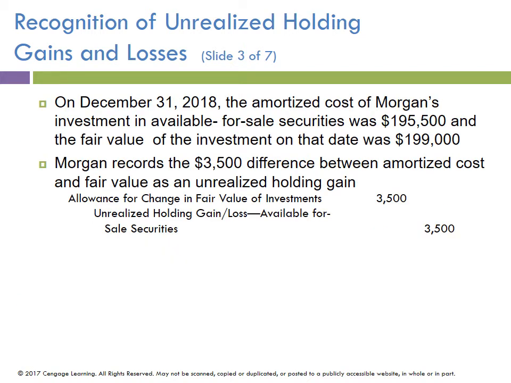So on December 31st, after they received two interest payments so far, and they've amortized the discount twice, the new carrying value in the investment, since they would have debited their investment account $250 at the first interest receipt and $250 at the second interest receipt, is $195,500. The bonds are currently selling for $199,000. So the difference is a $3,500 unrealized holding gain or loss.